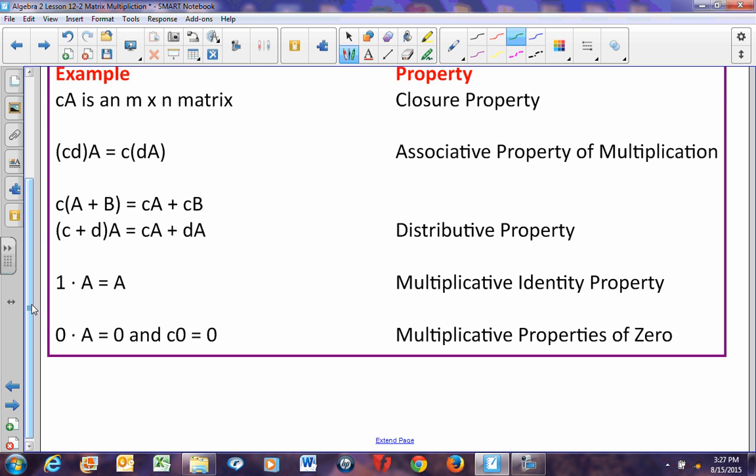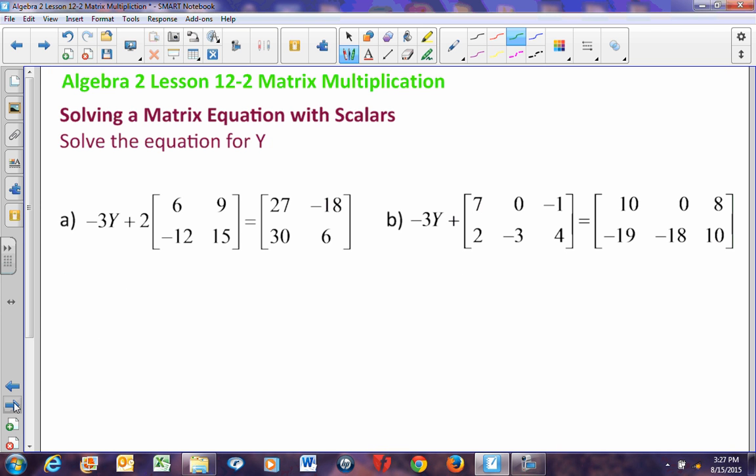Now, if you're going to solve a matrix equation with scalars, let's solve the following equation for y. We have negative 3y plus 2 times the matrix [6, 9; negative 12, 15] equals the matrix [27, negative 18; 30, 6]. The first thing I have to do before I can even think of getting y all by itself is multiply by the scalar. So I'm just going to simply do that.